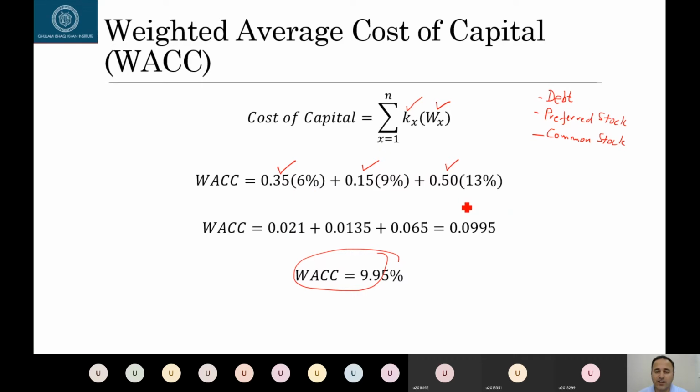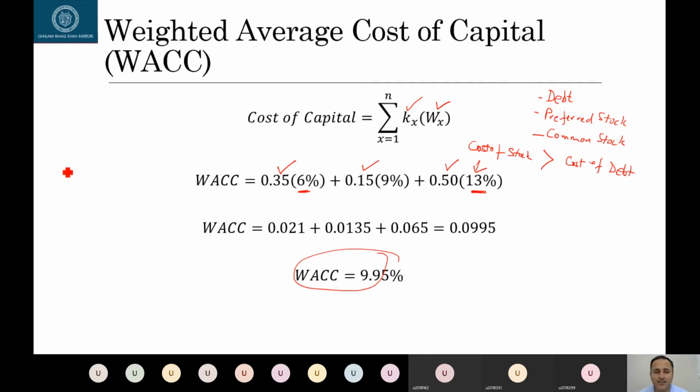Now, this is something super important to remember. If you remember, good for you. If you don't remember, too bad. If you see here, although it was a simple example, the cost of stock is greater than the cost of debt. If we compare this 13% with 6%, the cost of stock is greater than the cost of debt.